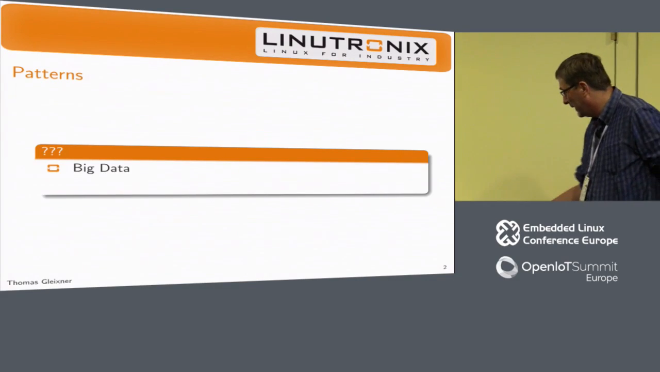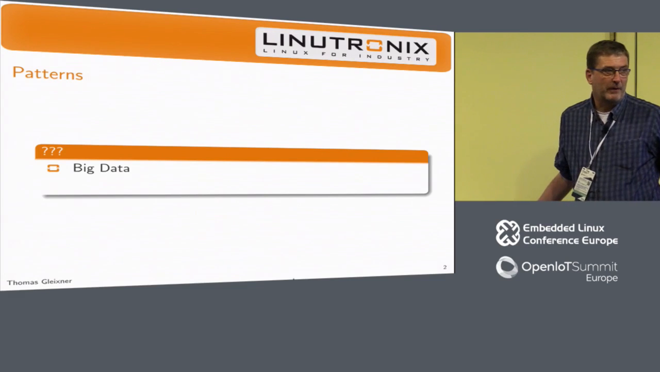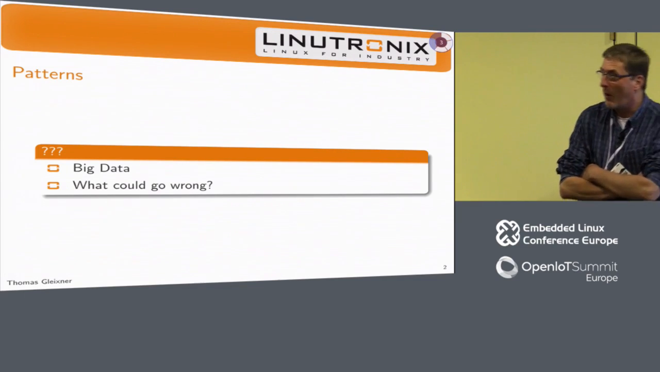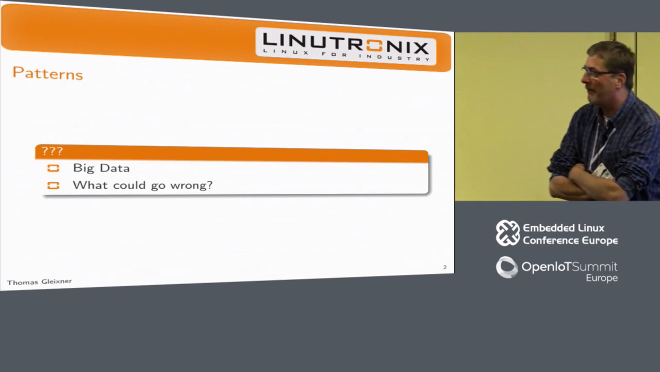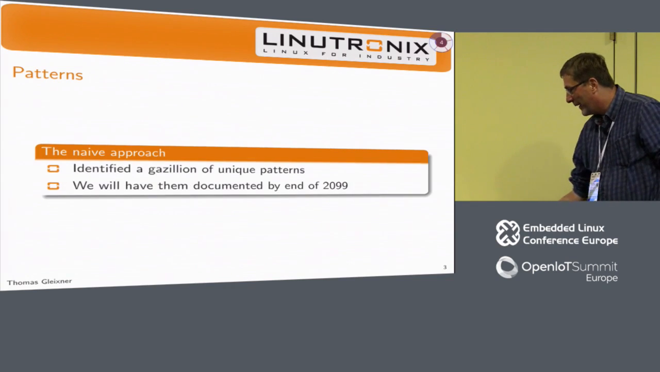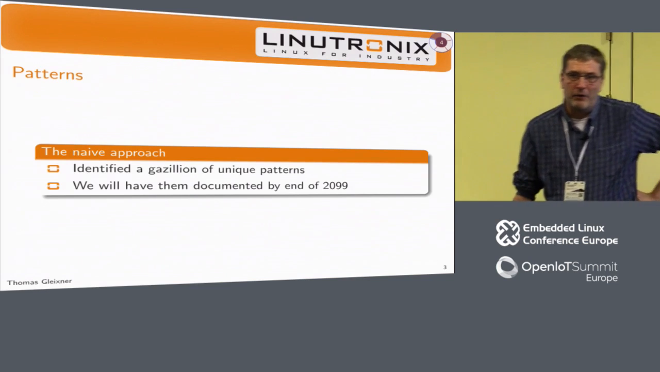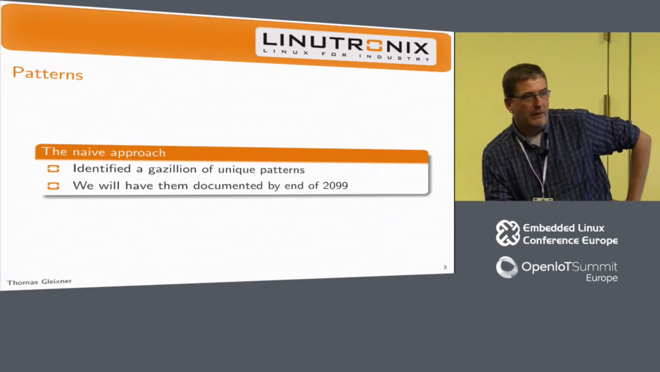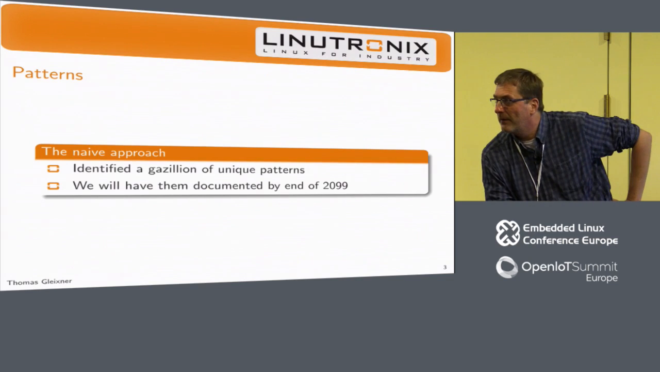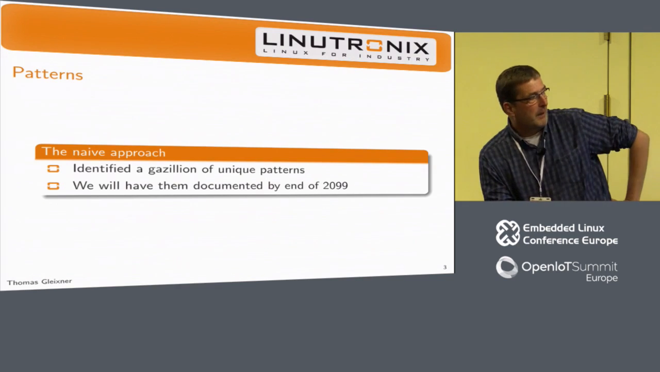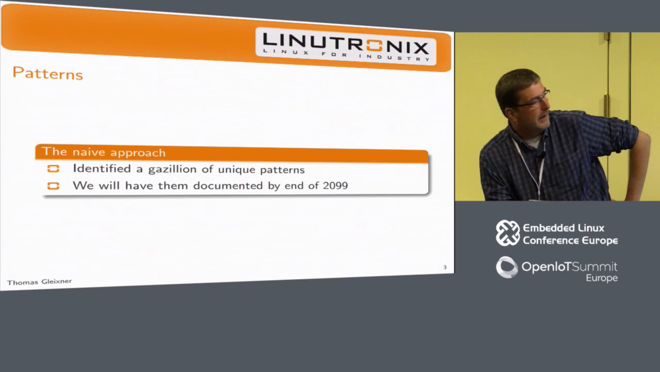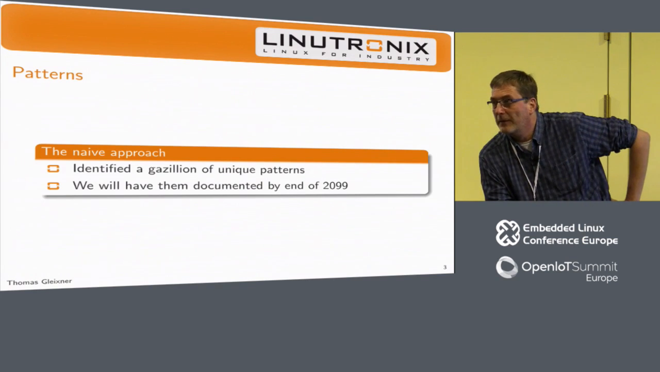So now let a kernel developer think about big data. What could go wrong? Actually, everything. Because I started with a very naive approach. Just create a gazillion of traces and then reduce the space. I was able to reduce the space, but I got roughly a gazillion of unique patterns back.